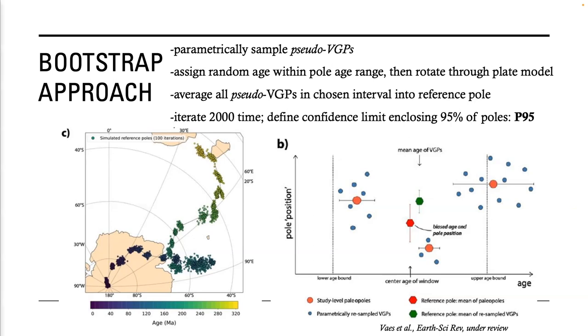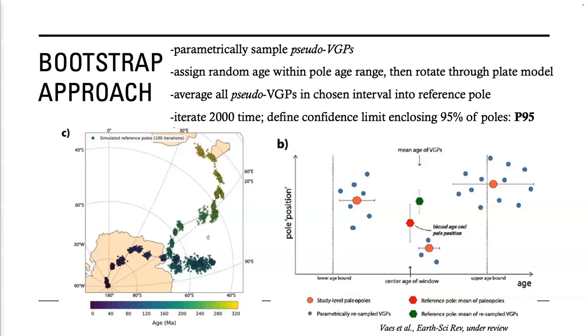And we get one pole. And this we do 2,000 times, and each time we redraw all the samples from the entire distribution. And by the way, we do this in situ, so we do this in the coordinates of, let's say, Eurasia. We resample, then on the edge of the resampled pseudo-VGP, we rotate it through the plate circuit into the coordinates of Africa, and then we make an average. This way, the uncertainty in age generates an extra uncertainty, because there's plate motion in this time window, and this is also taken into account.